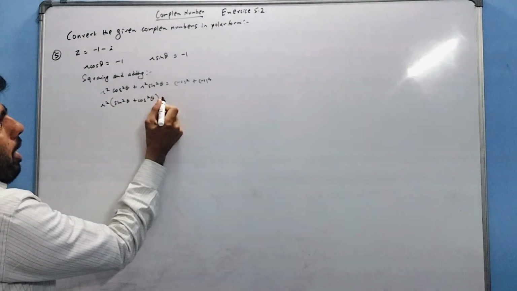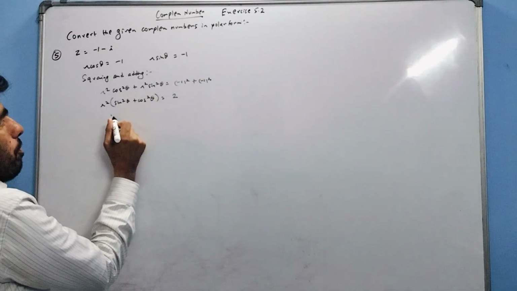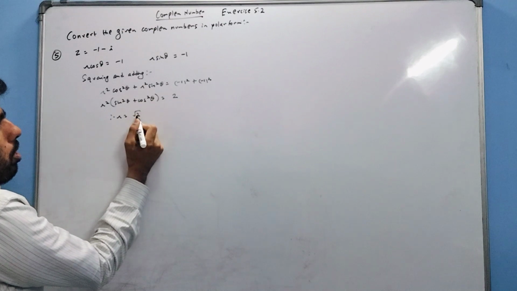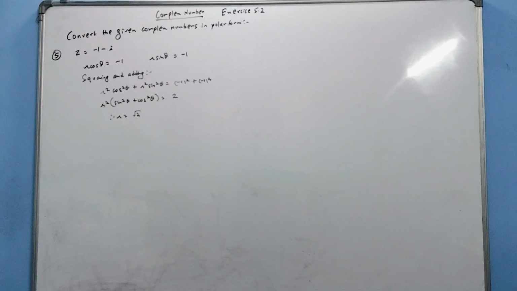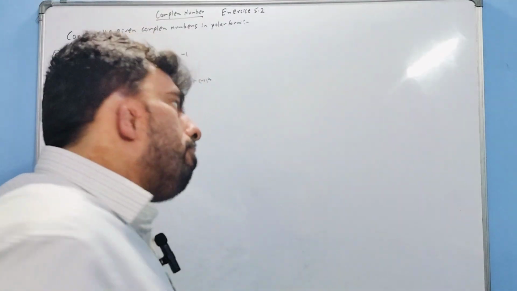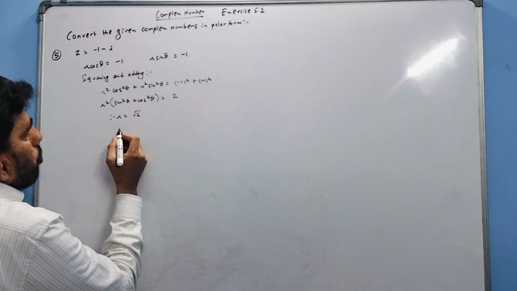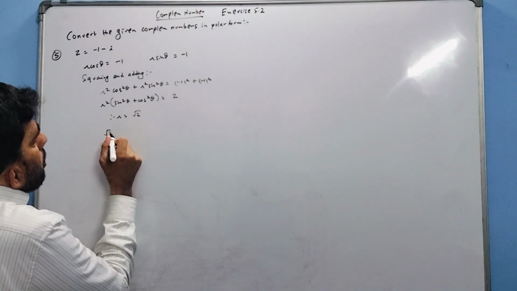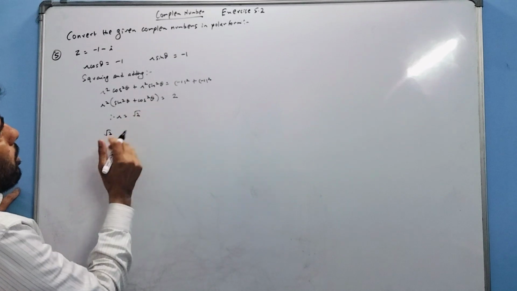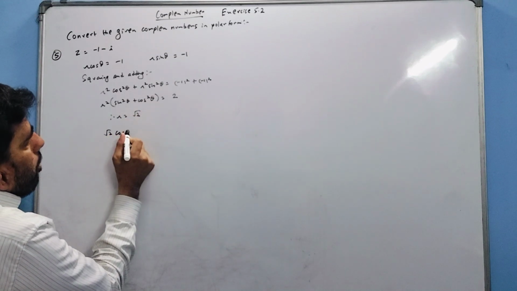Now we have 1 plus 1, 2. So therefore we got r is equal to root 2, because we know that sin square theta plus cos square theta is 1. Now we have r as root 2. We've got the modulus here. Now we'll try to find the value of the angle.